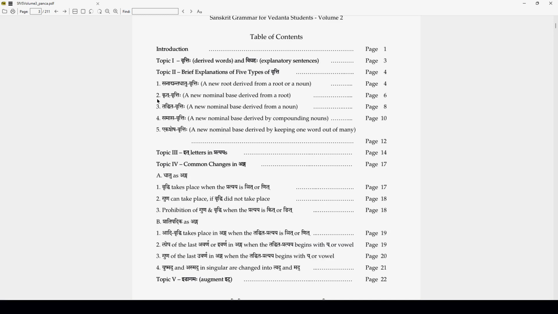Then we have krut vrittihi. Anybody joined earlier, just now? Rajendra Mahoday, can you hear us? Namaste, Acharya. Namaste Mahoday. I think we're meeting for the first time. Can you give a quick, brief introduction about yourself?